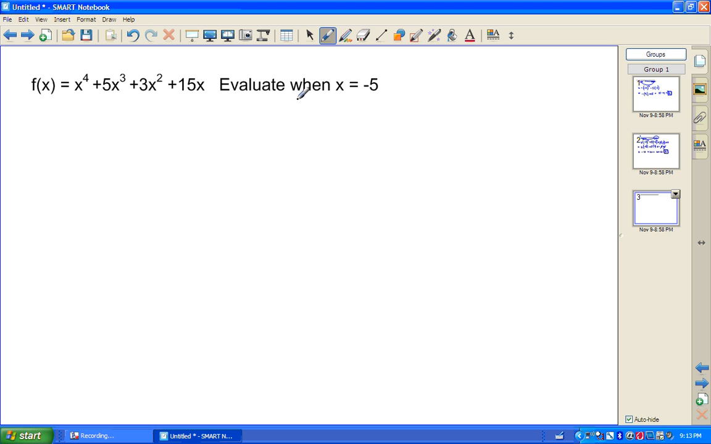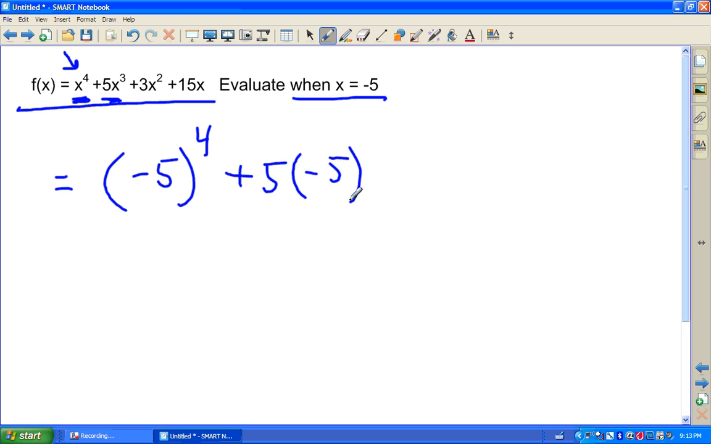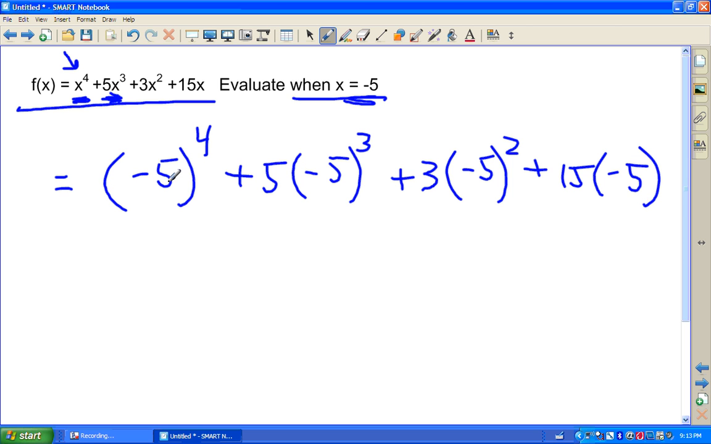Try one last one. We're going to try x equals -5 into this fourth order polynomial here. This one could get a little bit messy here, so let's try. We're going to go -5 to the 4th power. Again, without thinking and freaking out about all these different letters, I just plug it in. This would be a +5 times -5 cubed, because it says x cubed, so just plug that in, +3 x squared, which is a -5 squared, and then +15 times a -5. Okay, let's see what happens here.